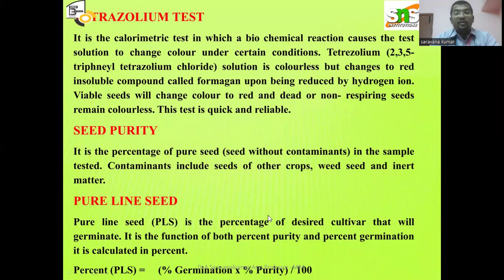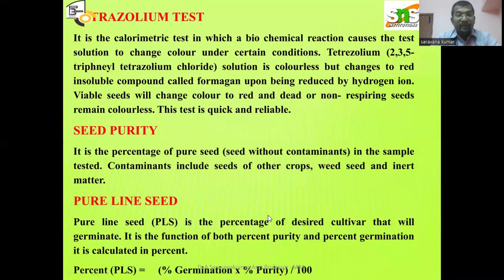Tetrazolium test. It is a very important test for checking the quality of seed. It is a colorimetric test in which a biochemical reaction causes the test solution to change color under certain conditions. The test uses 2,3,5-triphenyl tetrazolium chloride solution, which is colorless but changes to an insoluble compound called formazan upon being reduced by hydrogen ions. Viable seeds will change color to red, while dead or non-viable seeds remain colorless. This test is quick and reliable.